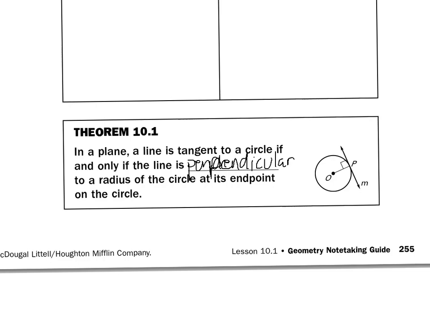Because, can you see this would start making right triangles here? And we can do a lot with the Pythagorean theorem inside of here. So now let's go on to the next page.